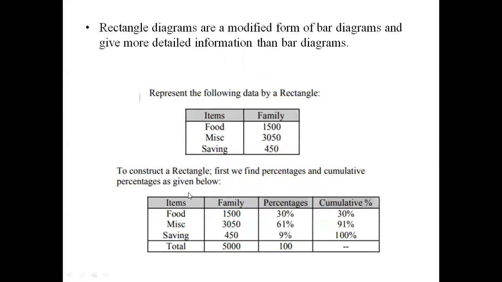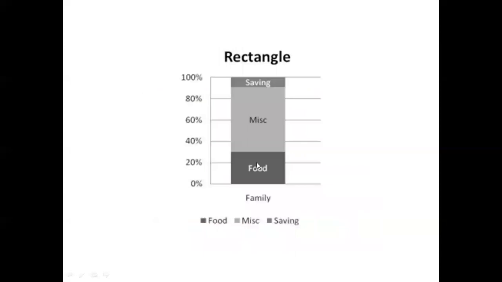It is an extension of the subdivided bar diagram only. Here we show the same width, but the width we have to show based on the total, which is 5,000. Instead of showing a 1 inch bar, we are showing a 2 inch bar, or a 2.5 inch bar. So this is the method of showing the rectangles.